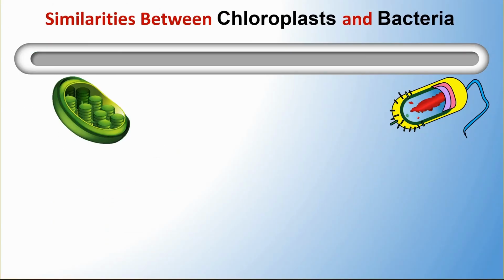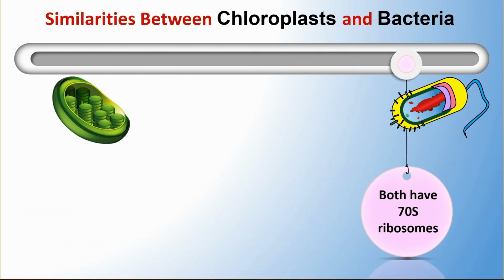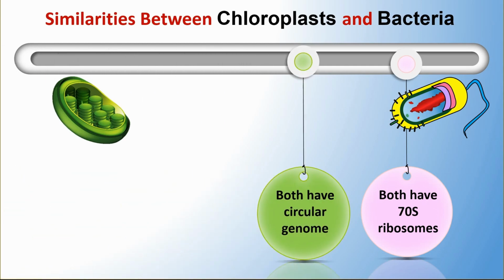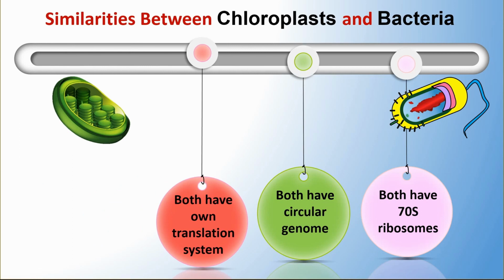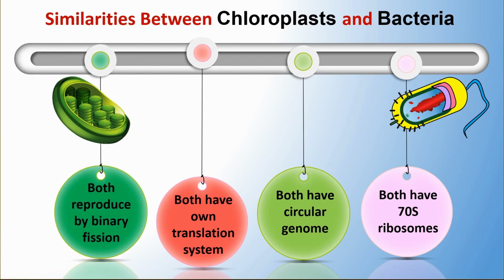Similarities between chloroplasts and bacteria. Both have 70S ribosomes. Both have a circular genome. Both have their own translation system. And both reproduce by binary fission.